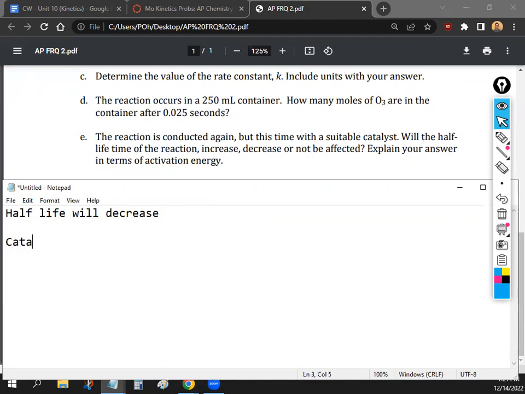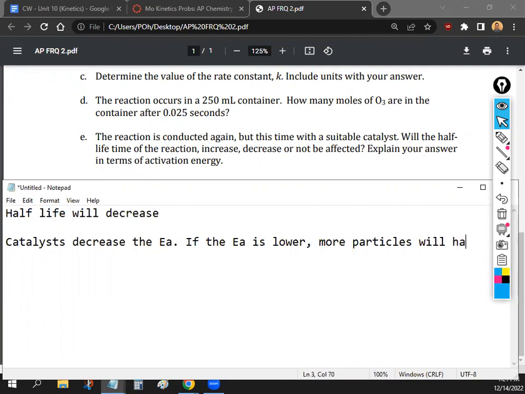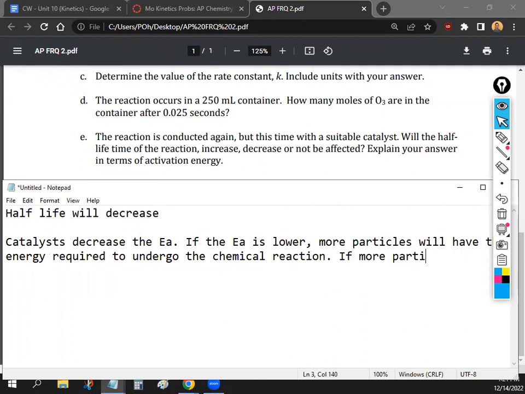So we will say catalysts decrease the activation energy, EA. Okay, if the activation energy is lower, more particles will have the energy required to undergo the chemical reaction. Okay, if more particles can undergo the reaction, the rate will increase. Something like that.